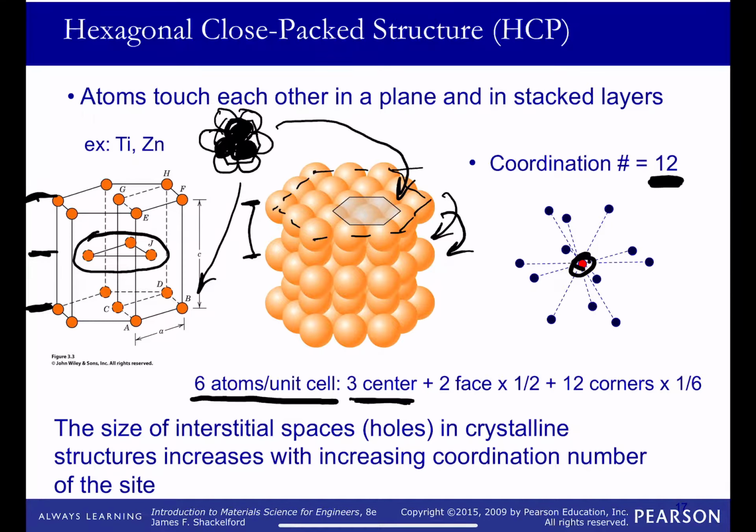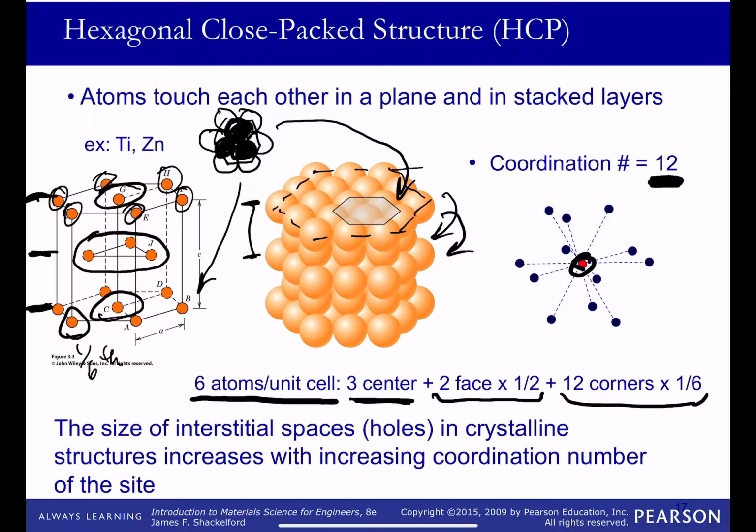And we're going to get 2 half atoms at the faces. Okay, so we can see those here. That would be a half atom at the top and a half atom at the bottom. And now we have 12 corners in this hexagonal system. 1, 2, 3, 4, 5, 6, and 6 down below. And each corner is a 1/6 of an atom. Okay. So that gives us a total of 6 atoms for the HCP unit cell.